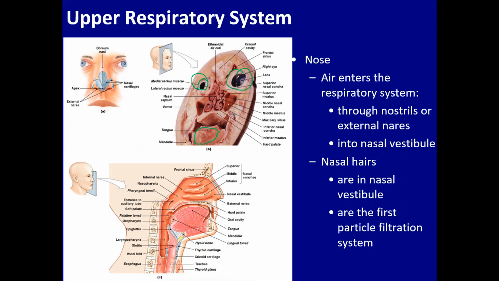So we're going to go through the anatomy of your respiratory system. This is your nose in this area right here. This is your vomer. This is your nasal septum. So air is going to enter your respiratory system through your nose. It goes through your nostrils. They're sometimes called your external nares. And the air is then going to enter into what is called the nasal vestibule. If you look down here, this area is the nasal vestibule. You have hairs in the vestibule, and this is that first place where you have the particle filtration system.